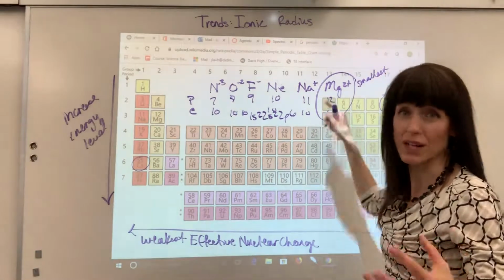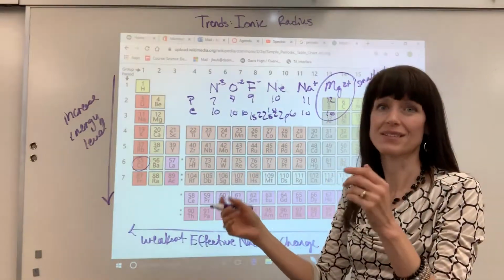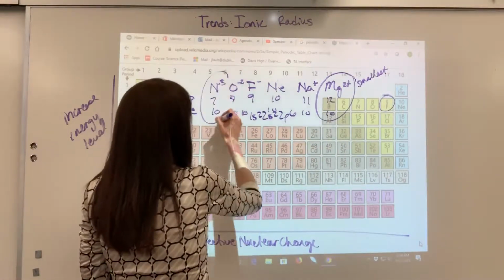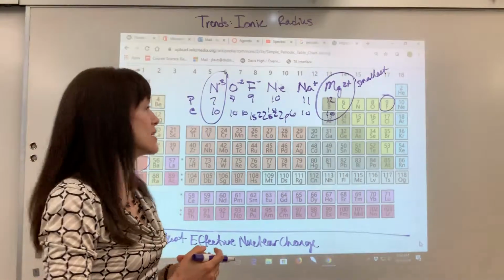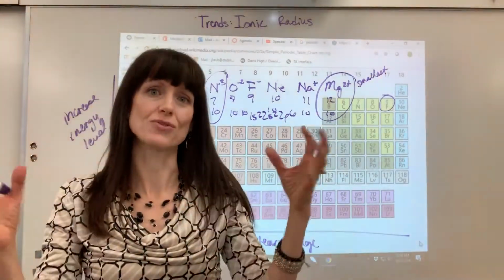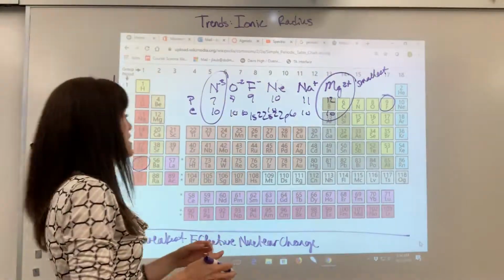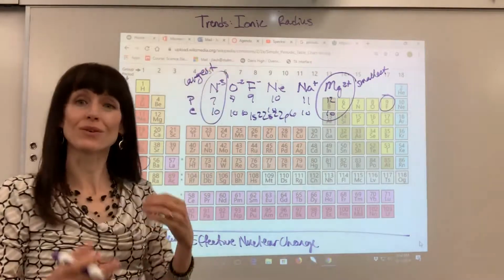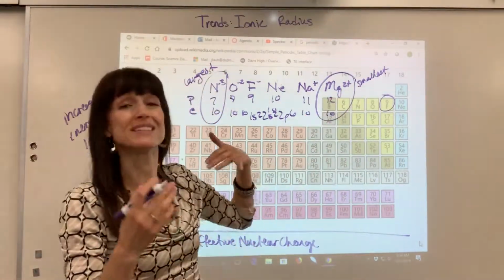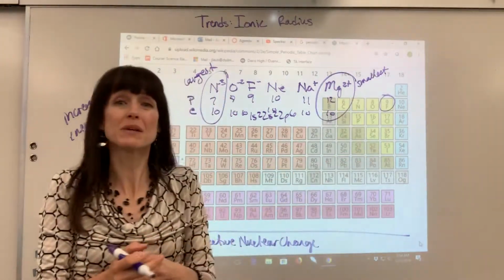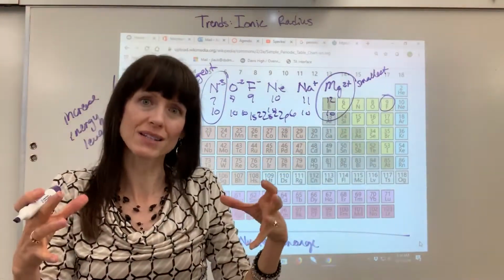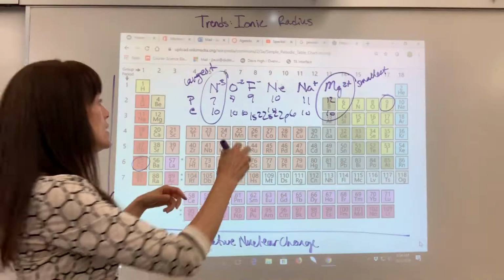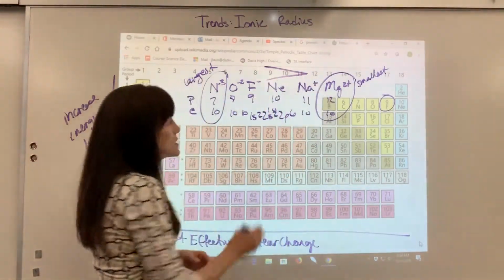In contrast, 12 protons are attracting those 10 electrons, especially those 8 valence electrons. Whereas over here with nitrogen, our nitride ion, there are only 7 protons attracting those 10 electrons, especially those 8 valence electrons. So this would be the largest, because there are only 7 protons. Magnesium is going to be the smallest because there are 12. There are 5 more positive charges attracting the same number of electrons. So if I were to put an inequality on this, the trend is going to be largest to smallest.